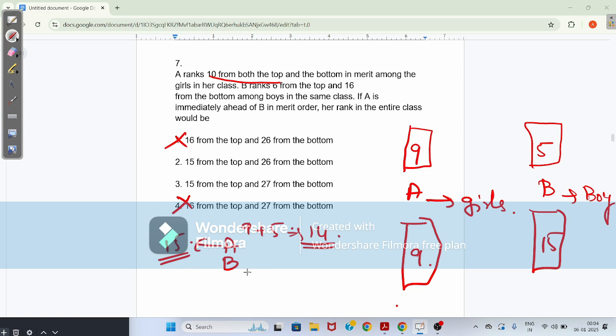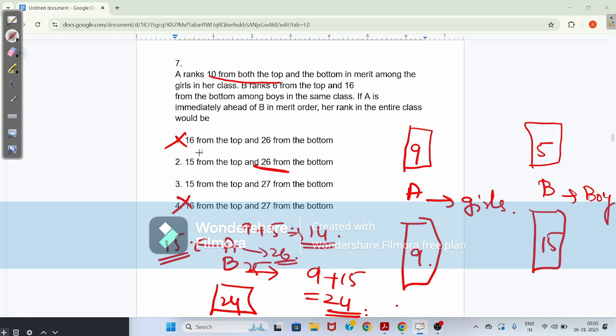Now from the bottom we have to calculate the rank of A. How many members are there from the bottom? 9 plus 15 gives the value 24. So below A and B there are 24, and this is 25, so the rank of A is 26 from the bottom. So 26 from the bottom is the correct statement, and this is the wrong statement that we have.